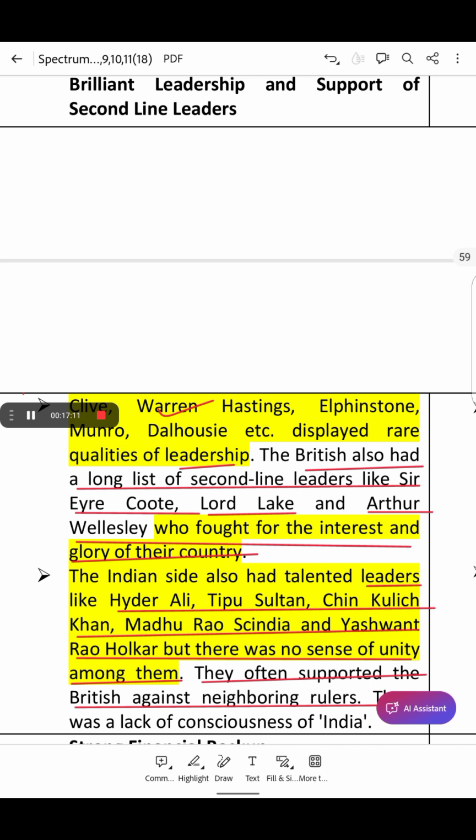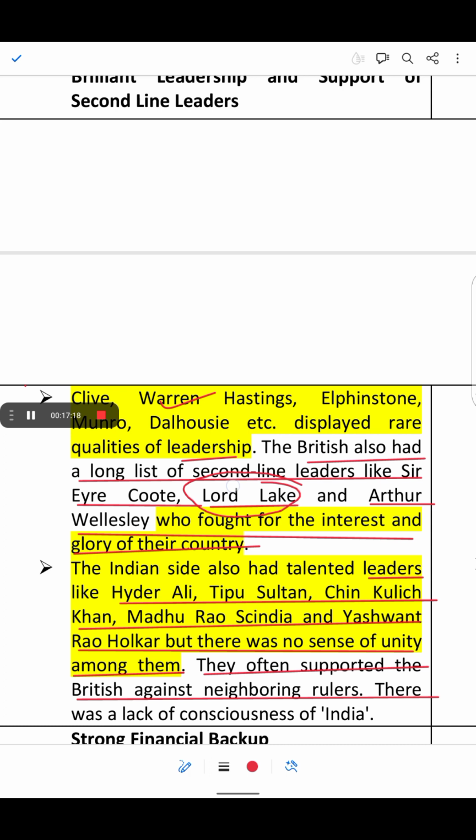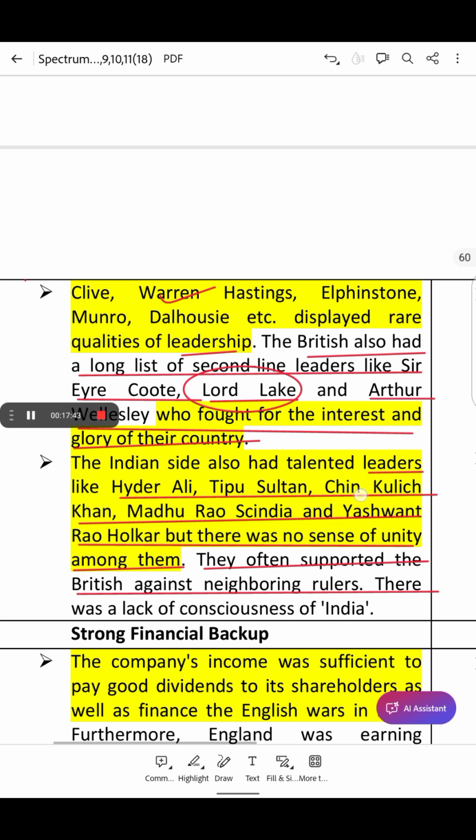Also Lord Lake. He won important battles like the Second Maratha War, expanding the British control over northern and central India. So this is how the brilliant leadership and support of the second line leaders made the British more consolidated and powerful in India. Now the next topic.